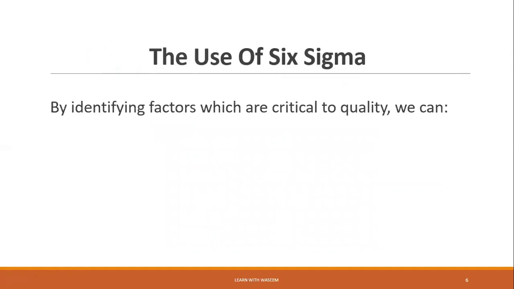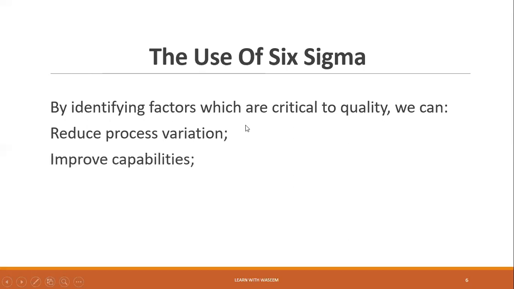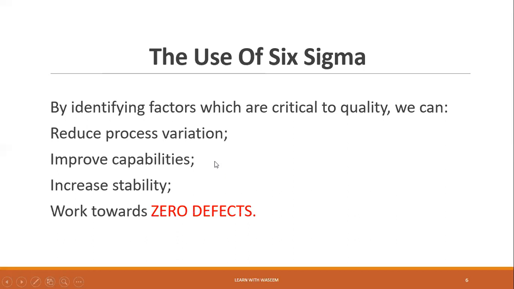The use of sigma. By identifying factors which are critical to quality, we can reduce the process variation. So using 6 sigma, we can reduce the process variation and we introduce robustness to the products or the processes. Through Six Sigma, we can improve the capabilities, and obviously if the process variation is reduced and the capabilities are improved, then the stability may also increase. And all of these three things are possible because of zero defects.